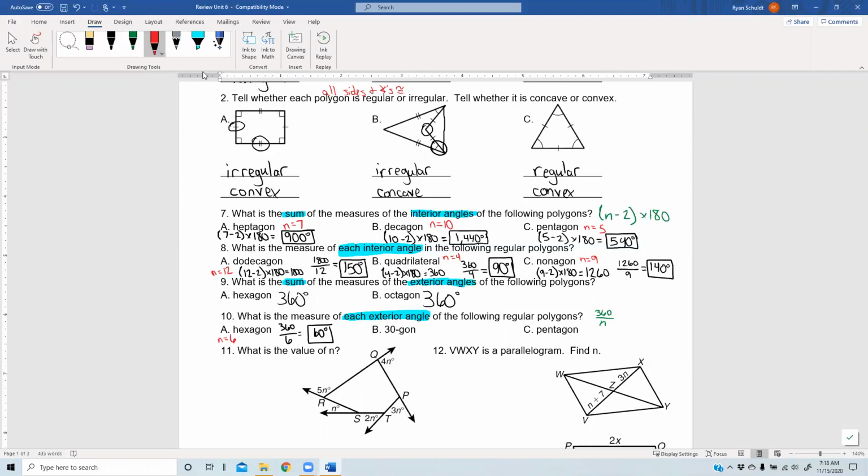Now for a 30-gon, how many sides does a 30-gon have? 30. So for this one, we simply come in here and say 360 divided by 30. And that'll get us 12 degrees. And then the last one up here, a pentagon has 5 sides. So then you do 360 divided by 5, and you get 72 degrees.